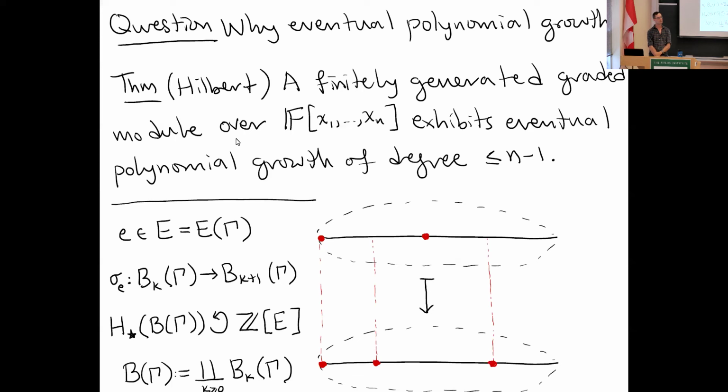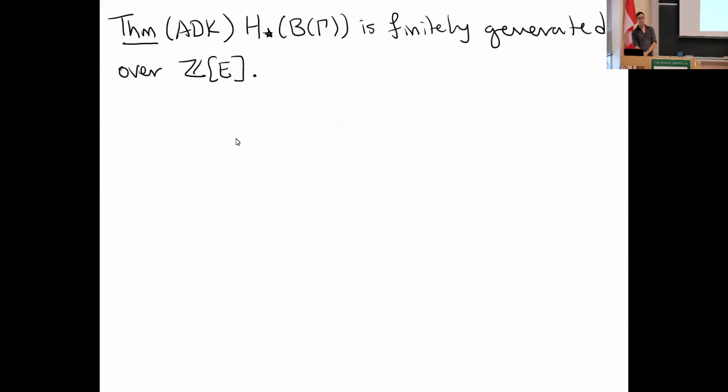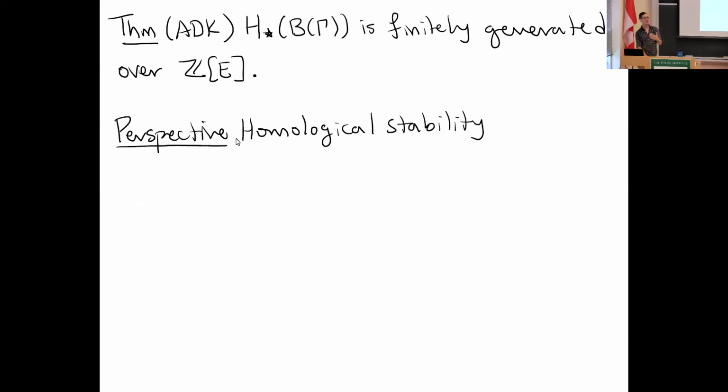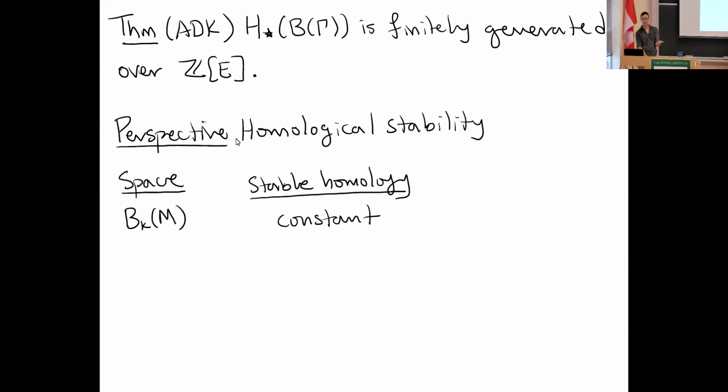Okay, so there's this action of this polynomial ring, and what we prove is that the homology is finitely generated over this polynomial ring. And so the theory of the Hilbert polynomial applies to give eventual polynomial growth. And so a perspective on this result that I would like to advertise is the perspective of homological stability. So classically, for configuration spaces of a manifold M, with some reasonable assumptions on M, the homology is eventually constant. That's what's called homological stability. Constant as a function of k in fixed degree.